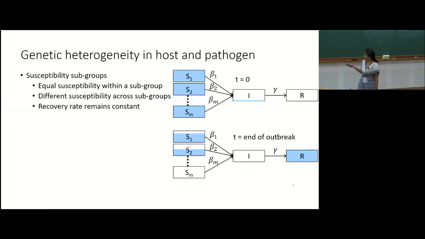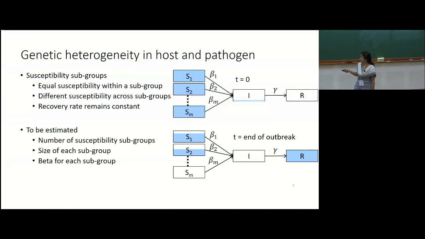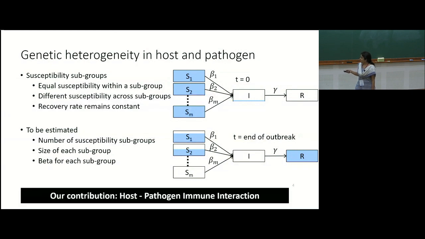To model a system like this, we need to estimate the following parameters. We need to estimate the number of susceptibility subgroups, the size of each subgroup, that is how many people belong to each of these subgroups, and the beta value for each subgroup. So this is the beta value that I'm talking about. And the way we do this is to model the host pathogen immune interaction. This is how we incorporate genetic information.